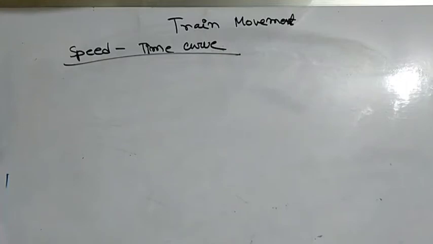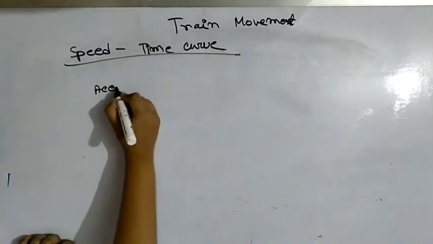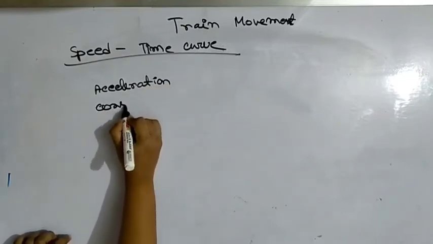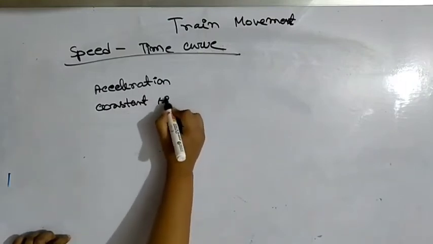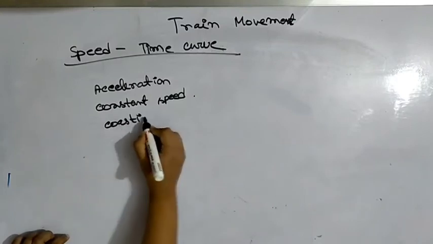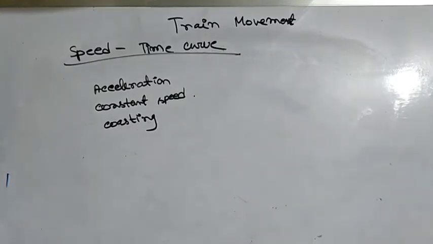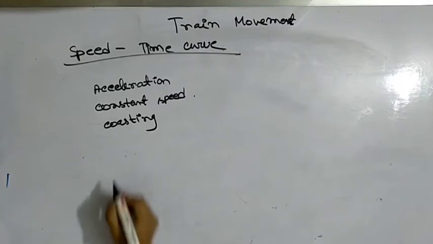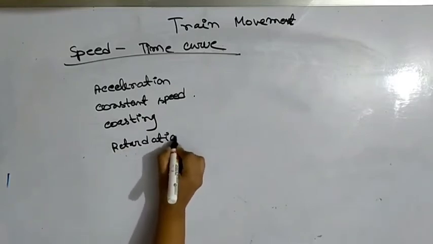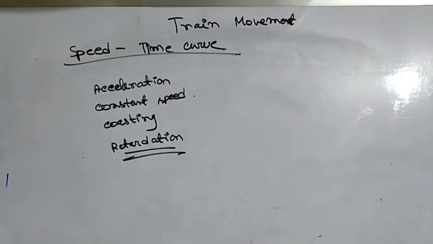In general, motion of the train can be classified as acceleration, constant speed, and coasting. That is running with power switched off, and therefore there is a retardation due to frictional and windage forces, and the last is retardation, and this is due to braking.